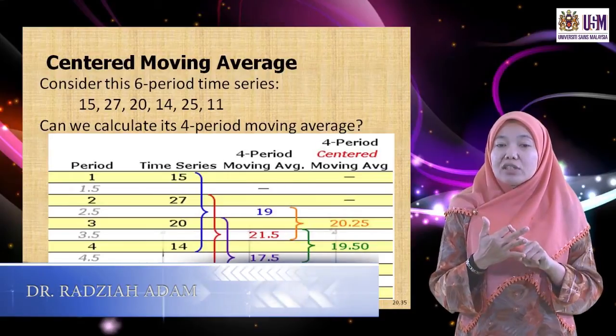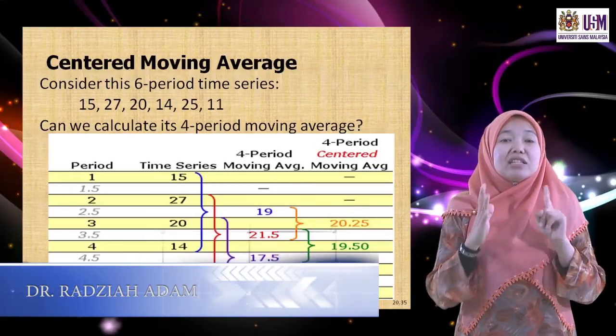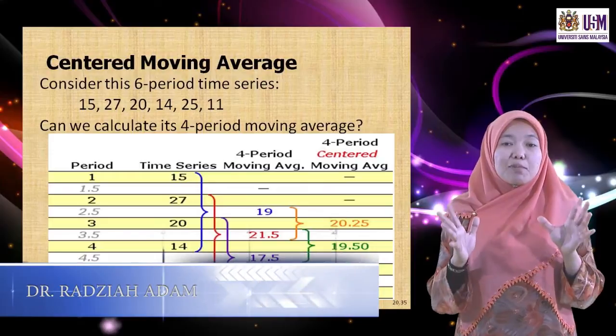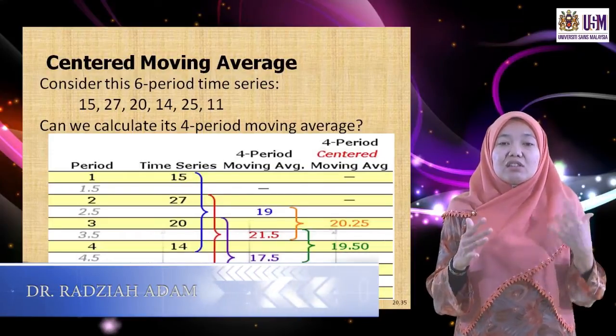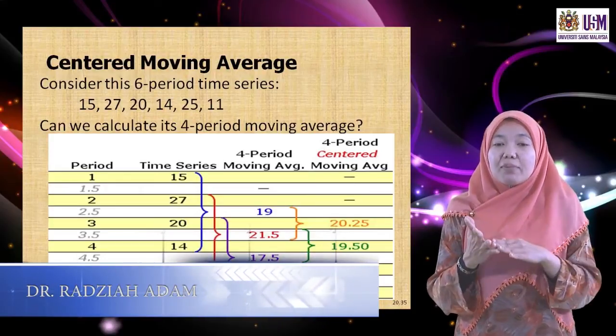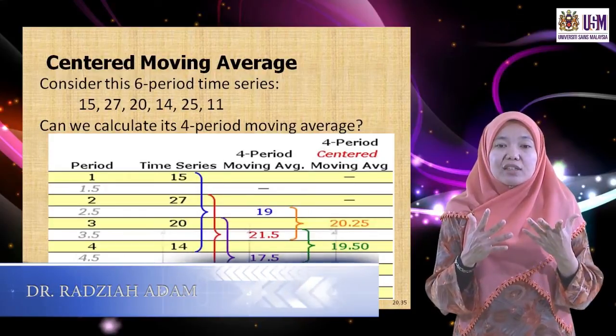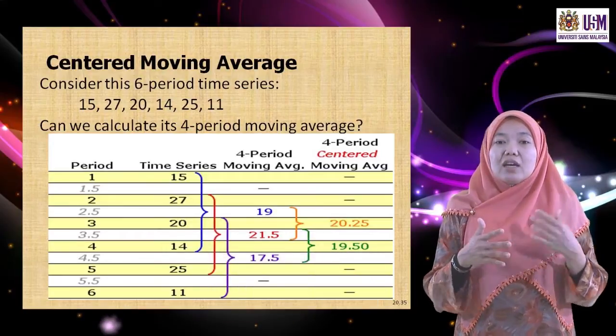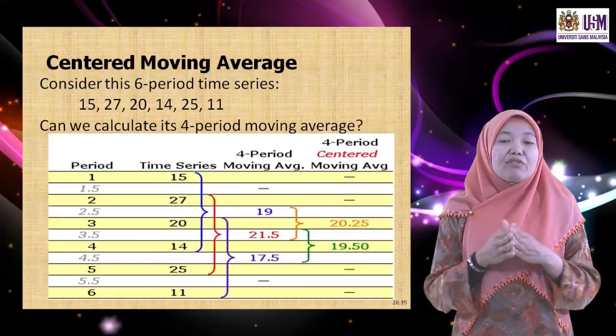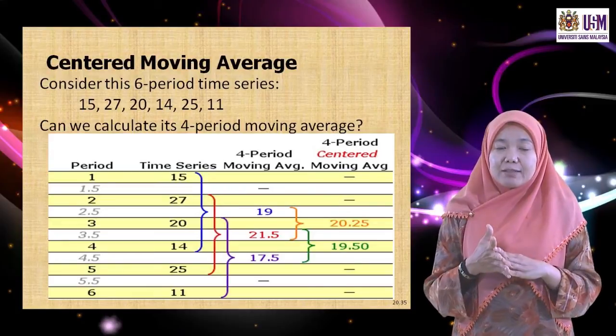Why divide by 4 instead of dividing by 3? Because this is a 4 quarter or 4 period moving average. Just now, it was a 3 year or 3 period moving average, so we divided by 3. Now you have 4 quarters, you add 4 values and divide by 4. So you should get the first 4 period moving average value of 19.